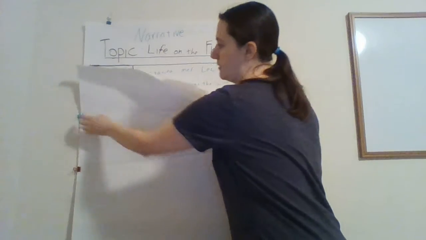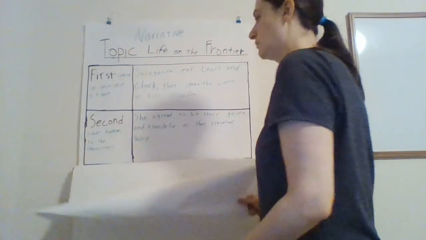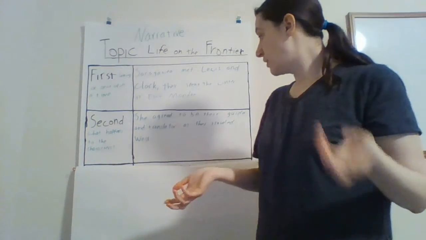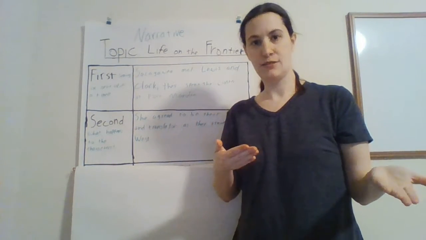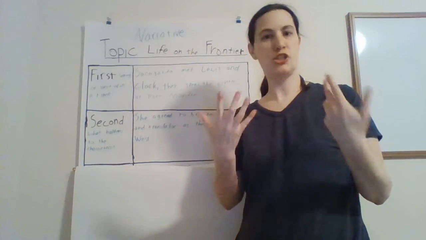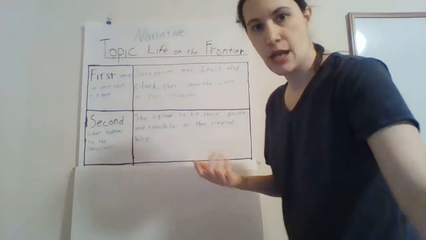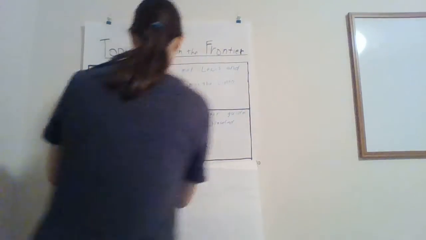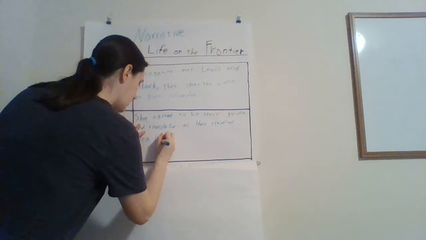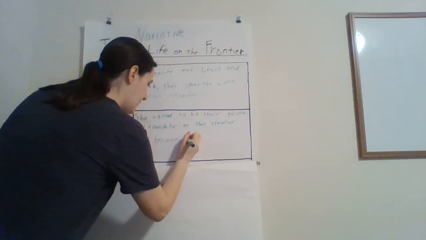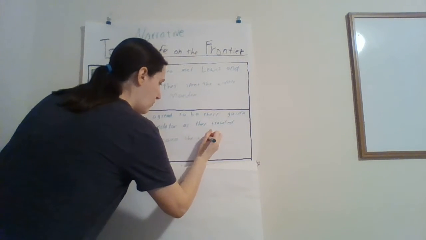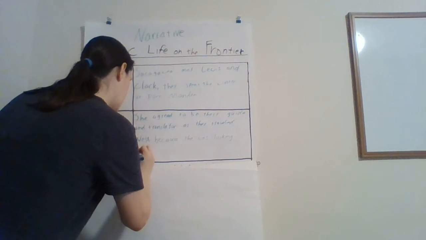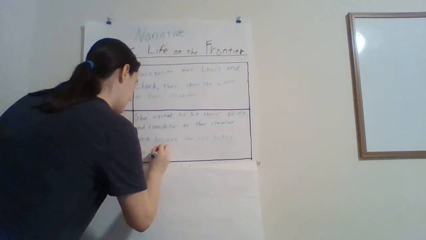My second event. What happens to the characters? She agreed to be their guide and translator as they traveled west. Right? Why did she do that? Why did she make that agreement? So I'm going to add a detail, comma, because she was looking for someone.